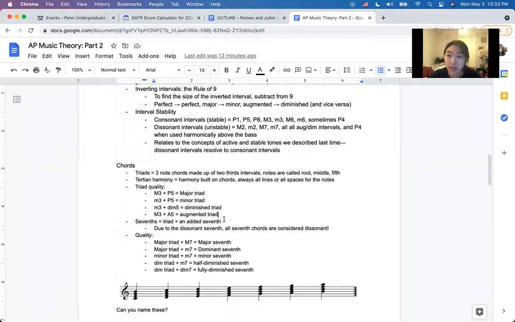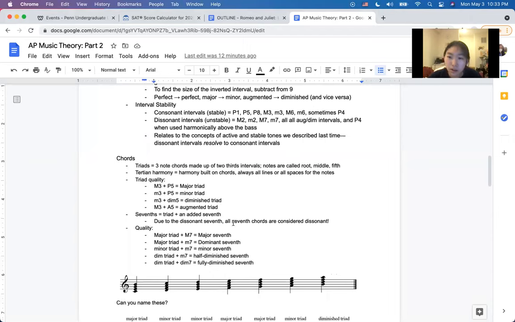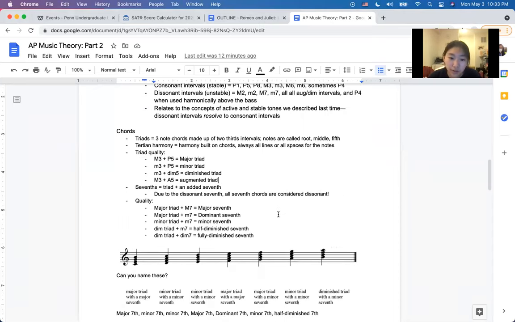Now, sevenths add another note to the triad, which is the seventh, obviously. Due to the seventh, which is considered a dissonant and unstable degree, all seventh chords are considered dissonant, so it always wants to resolve to the tonic. As for quality, a major seventh consists of a major triad, like we mentioned before, that's the major third and the perfect fifth, and a major seventh above that would make it a major seventh.